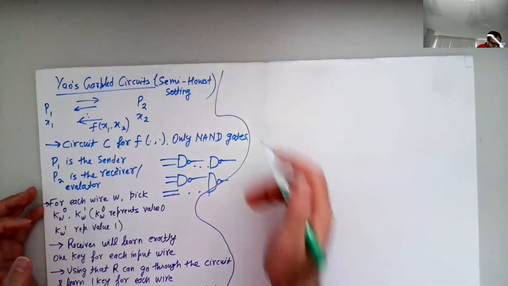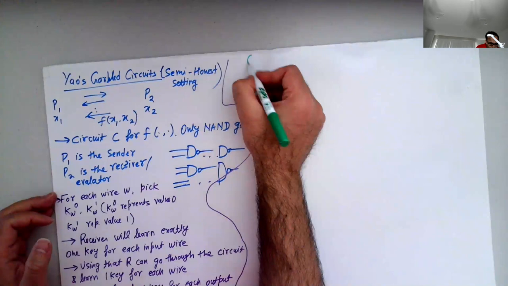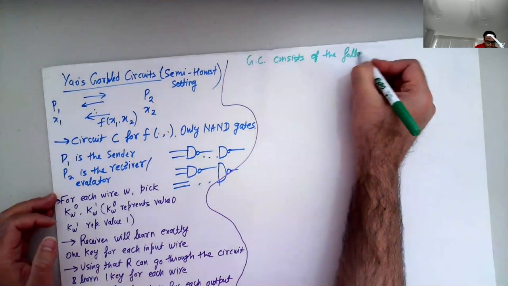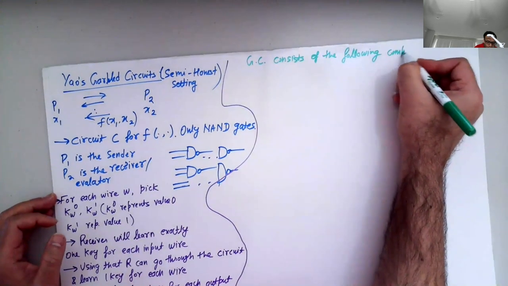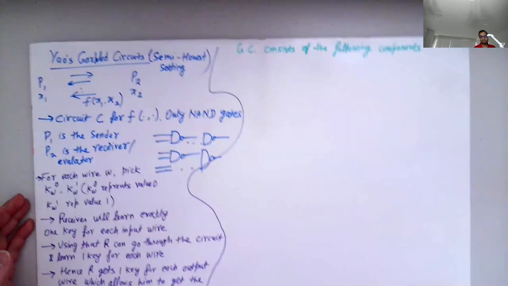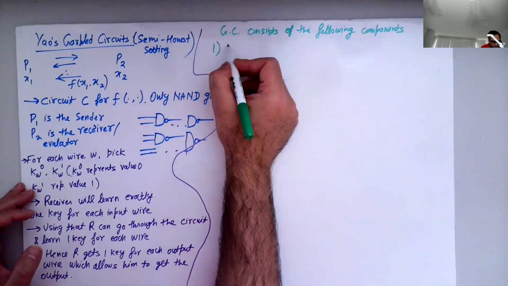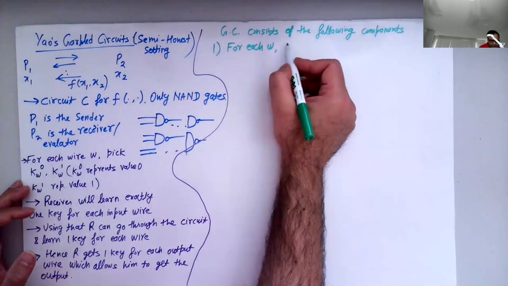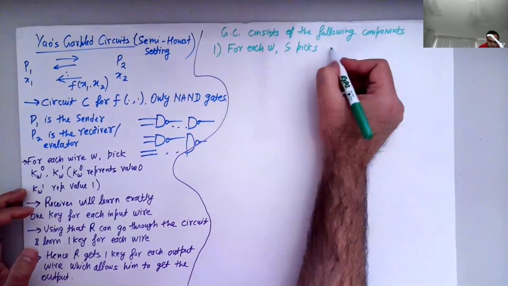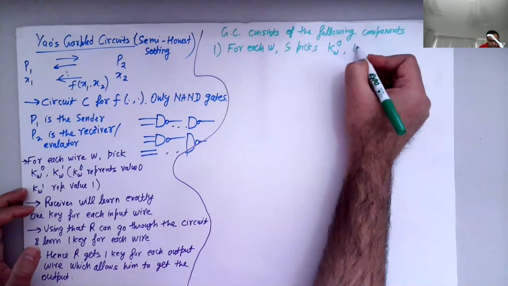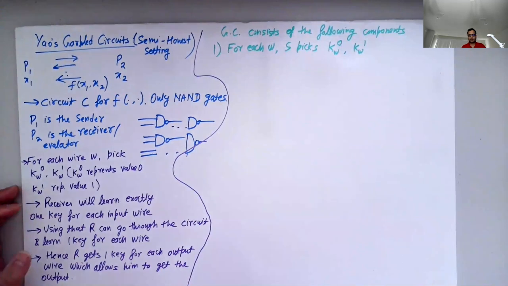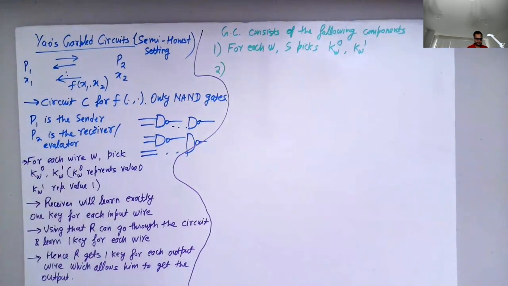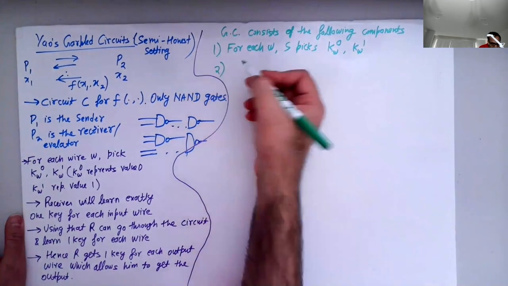Okay, so the garbled circuit consists of the following components. The first part is, for each wire W, sender picks KW0 and KW1. And this is for every wire, input wire, intermediate wire, output wire. Next is what is known as encrypted gate tables.